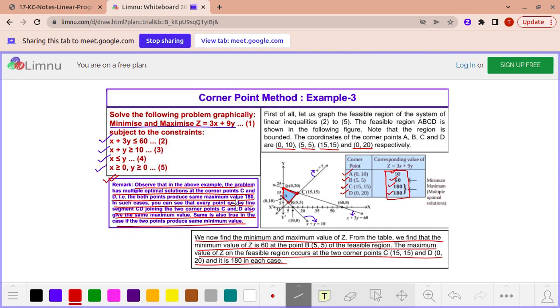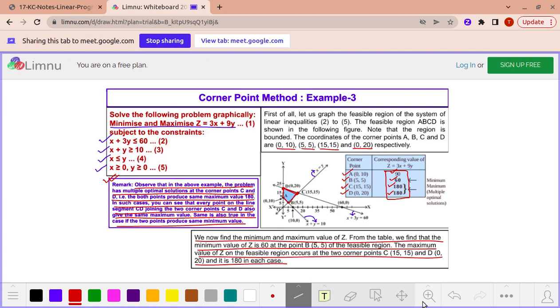Okay. So, in this case we have found the maximum value, but if the same situation arises, that means for multiple corner points we get the same minimum value, then if we join the line segment using those two coordinates, all the points on that line segment give the same minimum value. Okay, I hope it is clear.